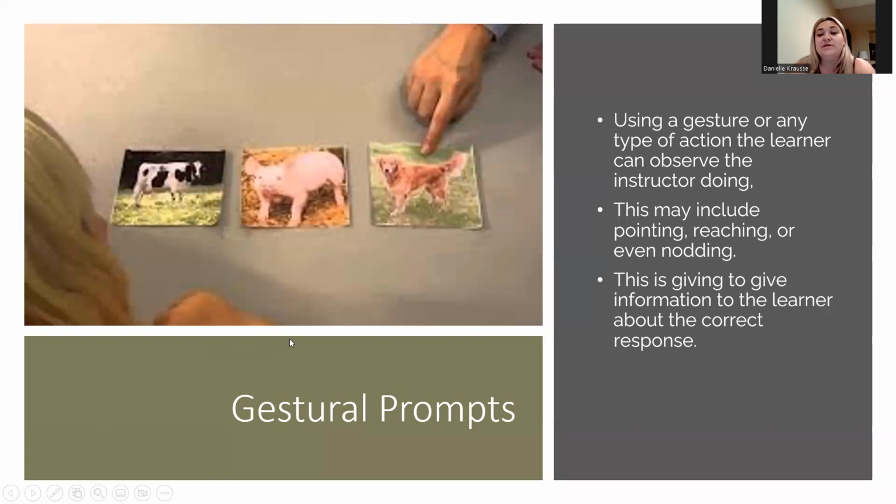Gestural prompts. Using a gesture of any type of action the learner can observe the instructor doing. So this could include pointing to the correct picture, reaching, or even nodding. In some cases, if I'm doing a one-to-one correspondence goal, and I say, give me 1 or give me 2, I put my hand out for the learner to count into that. They may even be prompt dependent on that gesture. They may not respond until I put my hand out, and then they give me the manipulatives or the items to put in my hand.